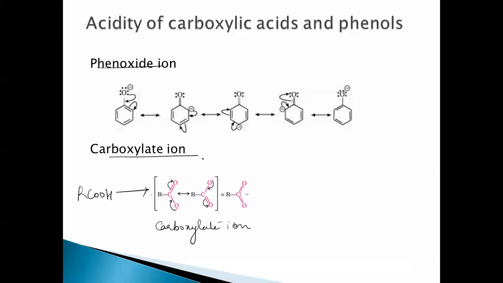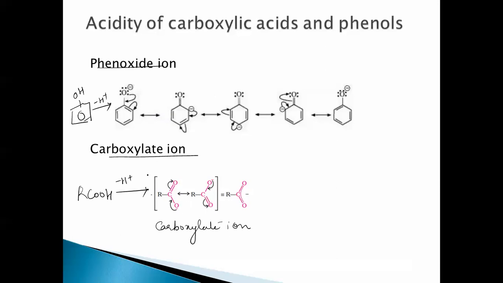When we look at the stability of these two, the more stable the corresponding conjugate base, the more acidic the corresponding acid will be, right? The acidity of the compound depends upon the stability of the conjugate base which is being formed after the donation of the proton. This is formed from the phenol after the proton is given off, right? So it depends upon the stability of the phenoxide ion or the stability of the carboxylate ion. Now these can be compared based on the stability of the conjugate base which is being formed.